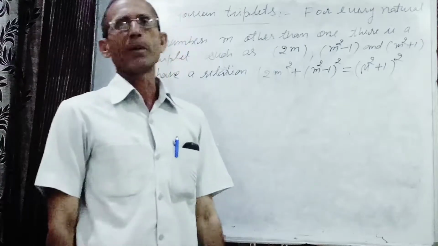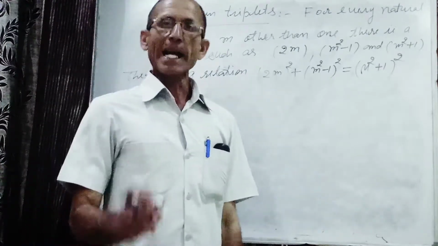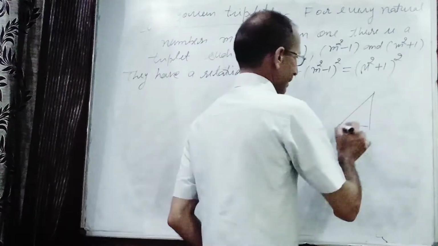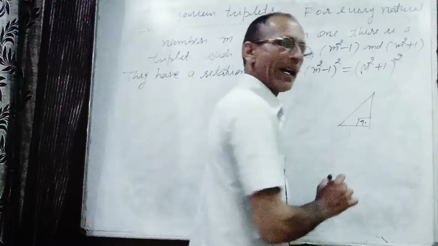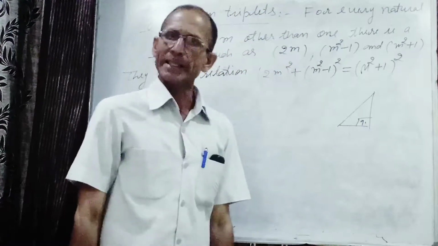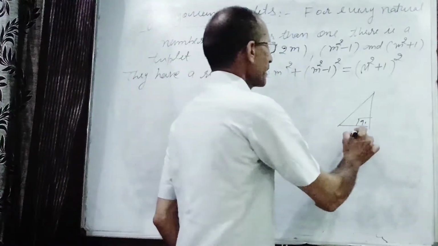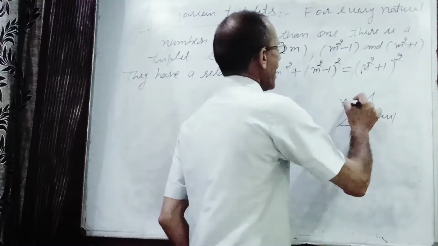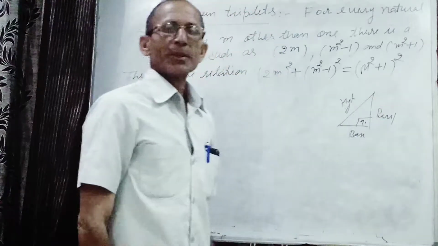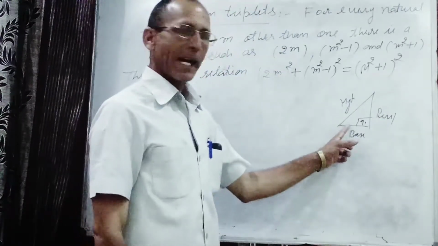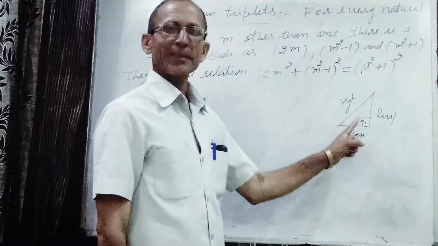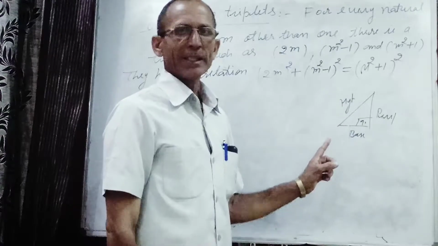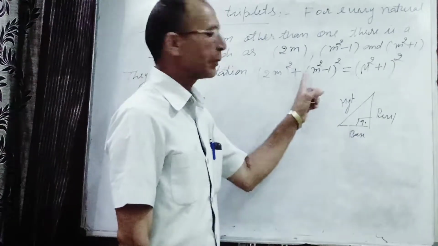You already know about the Pythagoras theorem. This is a right angle triangle. A right angle triangle means a triangle in which one angle is 90 degrees. This is the base, this is the perpendicular and this is the hypotenuse. You know the relation in a right angle triangle: base square plus perpendicular square is equal to hypotenuse square. Same pattern, same rule we will follow here.